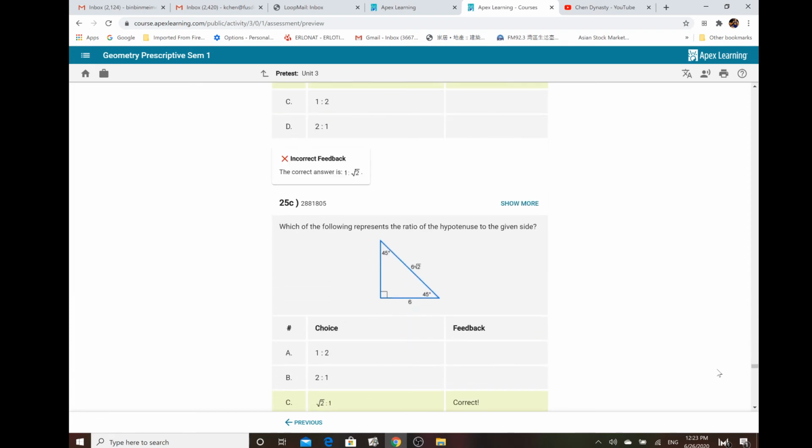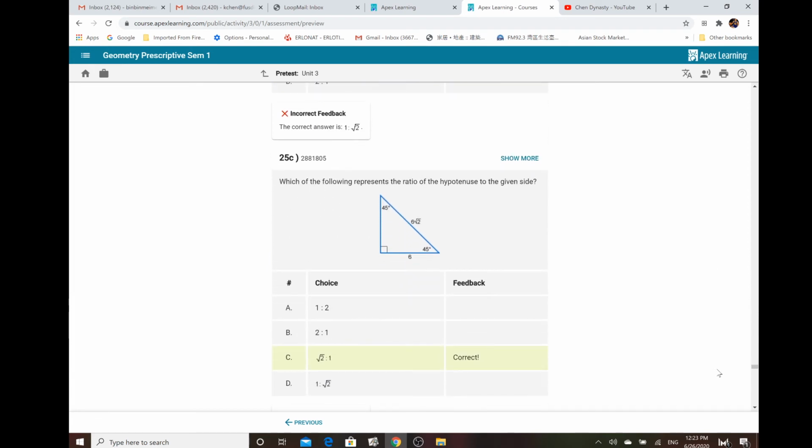And this one here, 45, 45, 90. What's the ratio of the hypotenuse to the given side? Again, starting with the hypotenuse first, root 2 to 1.